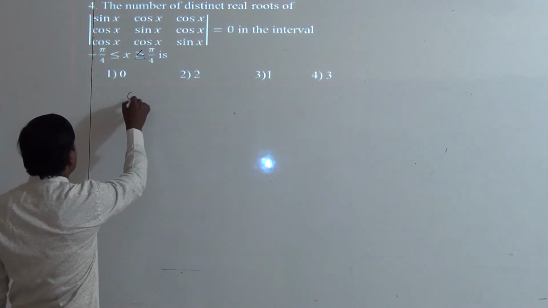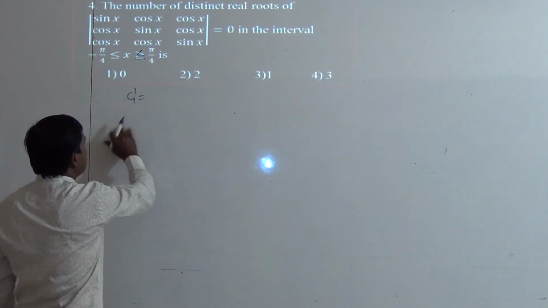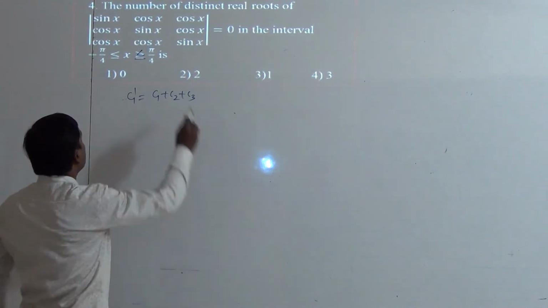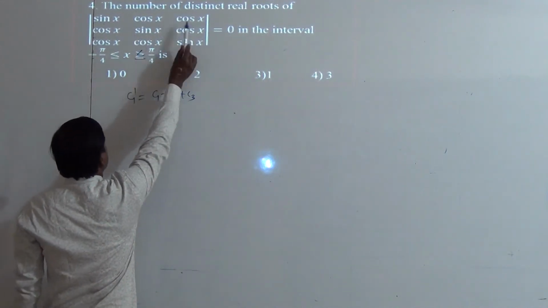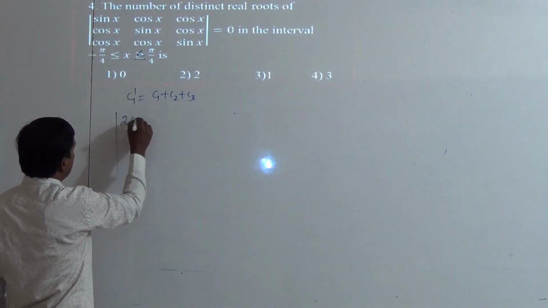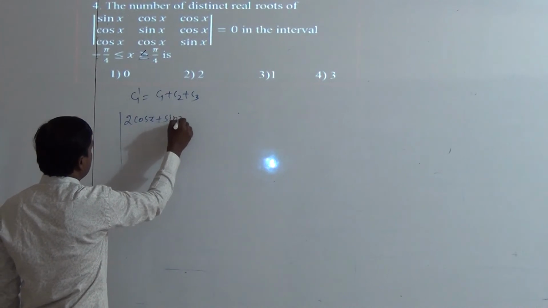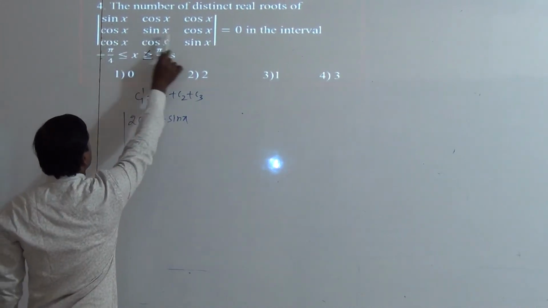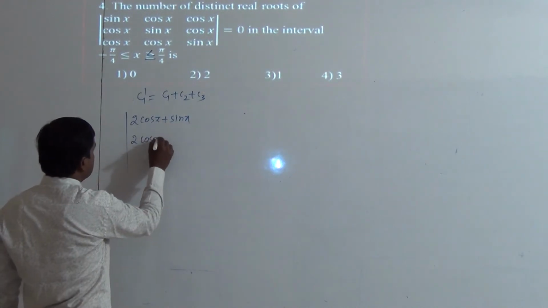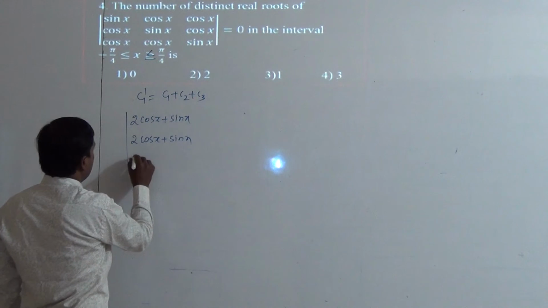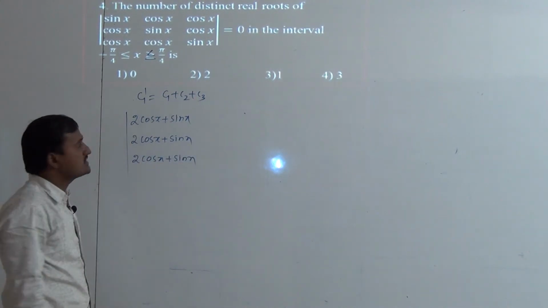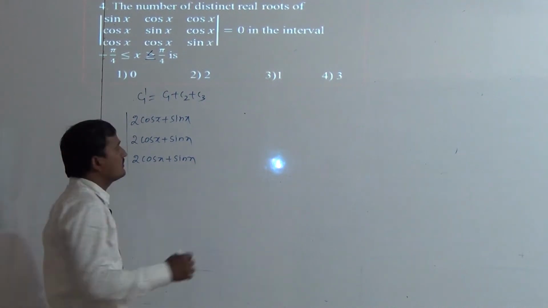So for this, here I want to apply the operation C1 dash equal to C1 plus C2 plus C3. Is it right? So clearly it is sin x, cos x plus cos x means clearly it is 2 cos x. So clearly therefore here you are getting 2 cos x plus sin x. Is it right? And here also cos x plus cos x, 2 cos x plus sin x. So again here it is 2 cos x plus sin x. And here also it becomes 2 cos x plus sin x. Is it right? And the second column and third column I have to write the same.